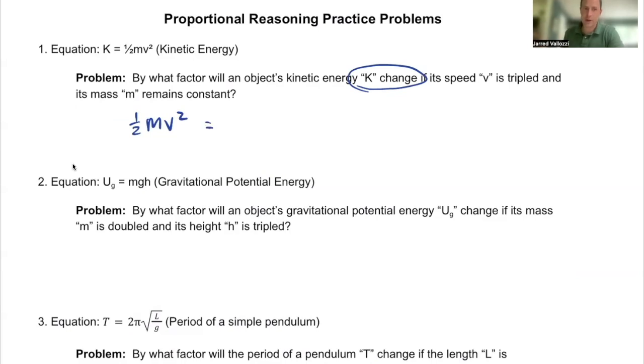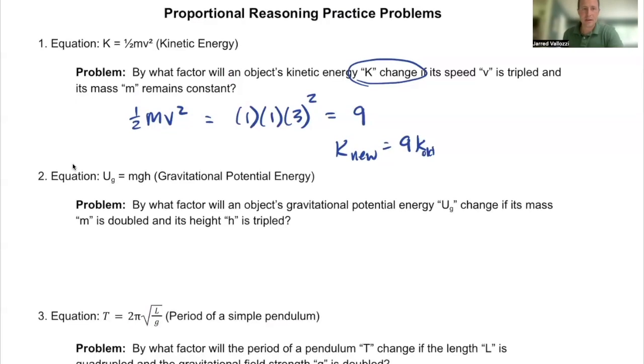Now 1/2 is a coefficient, so it gets a 1. m remains constant, so it gets a 1. And v triples, so we're going to write that in as 3, and that is a squared term, so it gets that square. And so the factor of change is actually 1 times 1 times 3 squared, which is 9. All right, so our factor of change is 9. So the kinetic energy new is equal to 9 times the old kinetic energy.